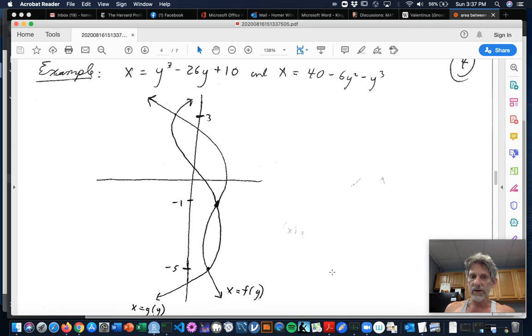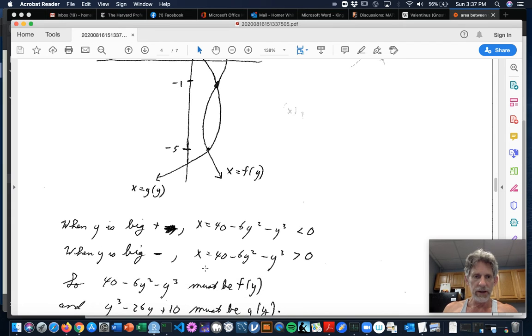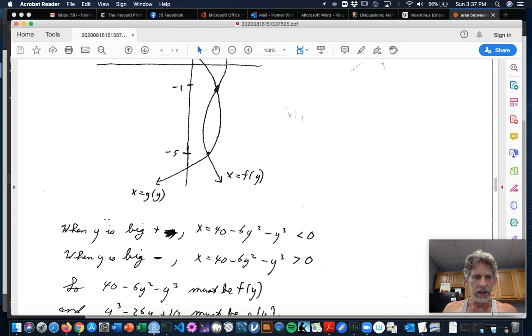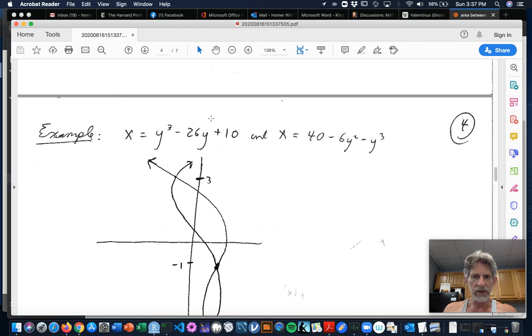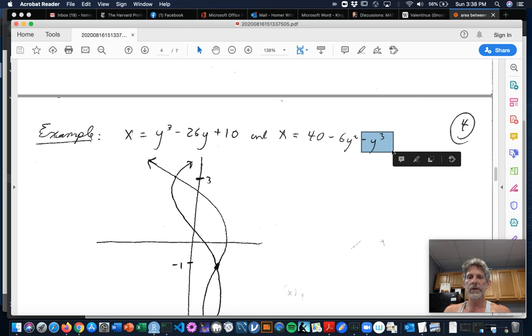Now, before we can get that set up, we need to figure out which is which. Here's one way to figure that out. Just think about one of these equations, and I'll think about this one here. If I were to let y get really big, a really big positive number, then minus y cubed would be a huge negative number compared to this stuff here, because cubing is much more powerful than squaring when y is big. And so the result is that the x ought to be negative when y is a big positive number.